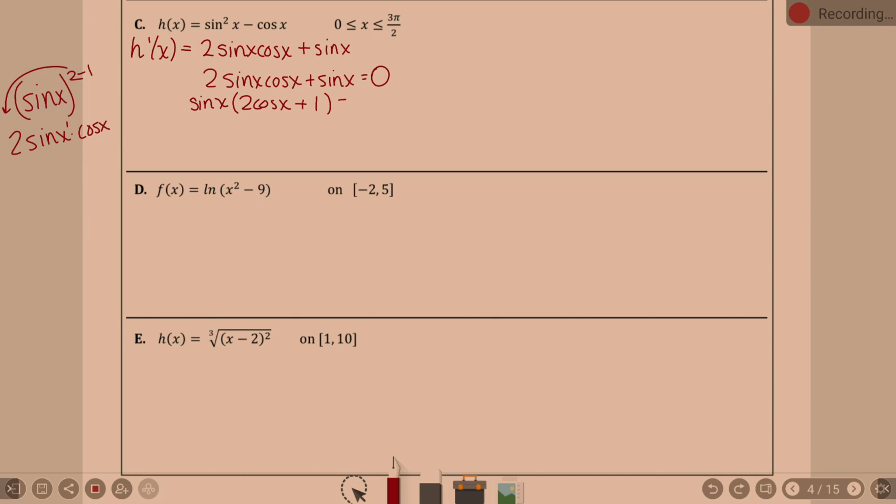Does that equal one of the things? No, maybe, I don't know. Oh no, because of the 2 squared. So now I have sine x times 2 cosine x plus 1 equals 0. Set each factor equal to 0. So I'm going to set sine x equal to 0, and I'm going to set 2 cosine x plus 1 equal to 0. So we're going to be asking ourselves, where does sine x equal 0, and where does cosine x equal negative 1/2?